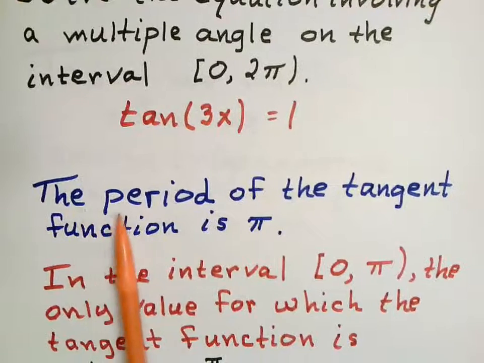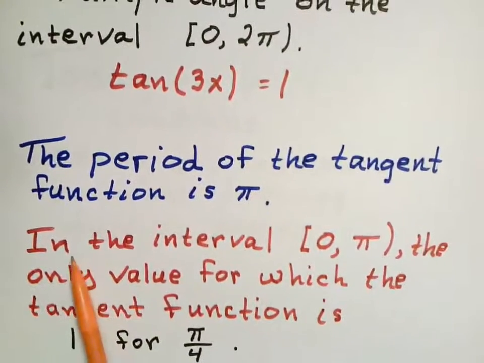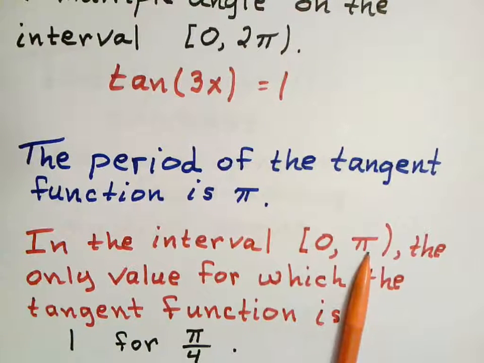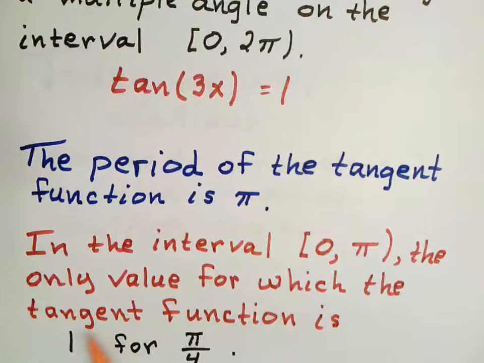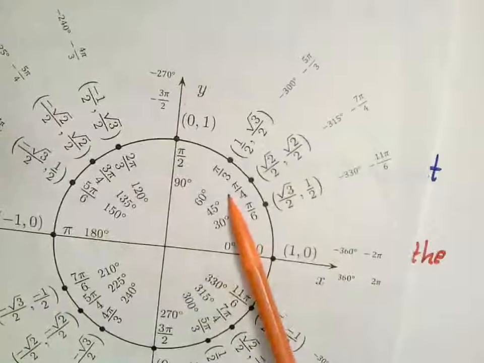Now we have to remember that the period of the tangent function is pi radians. In the interval from 0 to pi, the only value for which the tangent function is 1 is pi over 4. So let's look at that on our unit circle. So here's pi over 4.